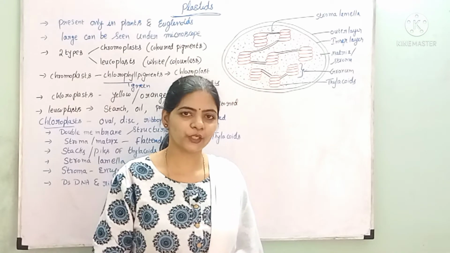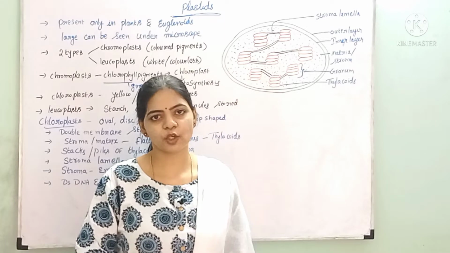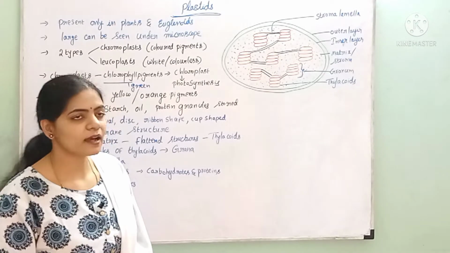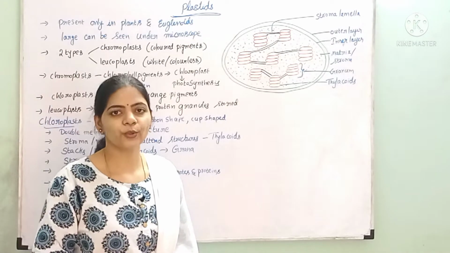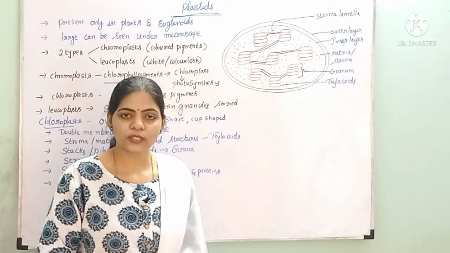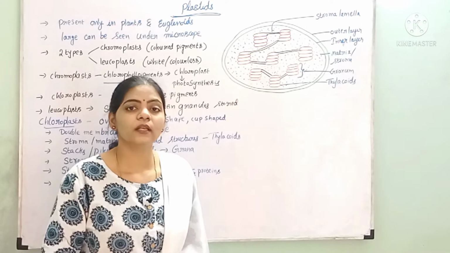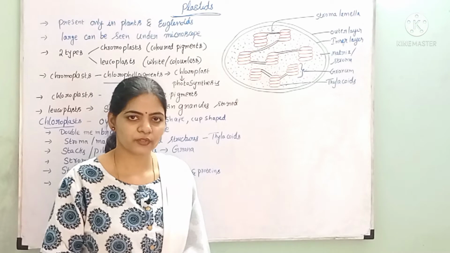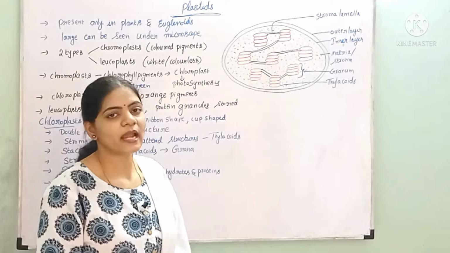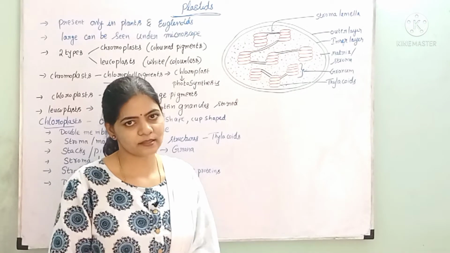In this video we are going to study another cell organelle called plastids. These are cell organelles present only in photosynthetic organisms. Photosynthetic organisms means the organisms which perform photosynthesis, that is nothing but the plant cells. And these plastids are absent in animal cells.